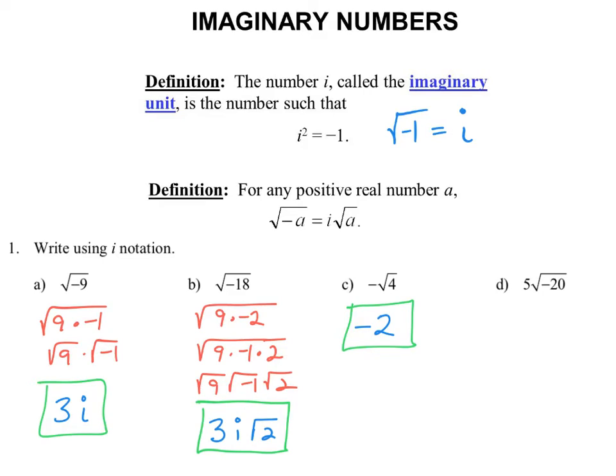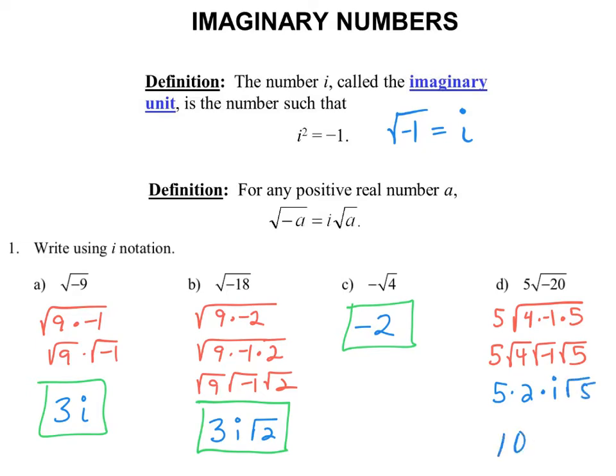In example D, we have 5 times the square root of negative 20. Well, we can write the square root of negative 20 as 4 times negative 1 times 5, where the square root of 4 is 2, the square root of negative 1 is i, and the square root of 5 can't be simplified. So we can write this as 5 times the square root of 4 times the square root of negative 1 times the square root of 5, or 5 times 2 times i times square root of 5, or in simplified form, 10i square root of 5.